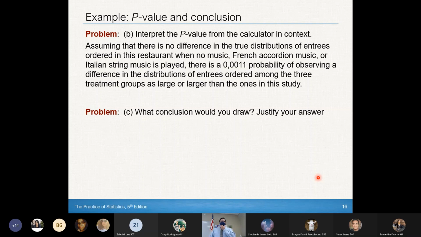Okay, so that's the interpretation of the p-value. Essentially, that's what the p-value represents.